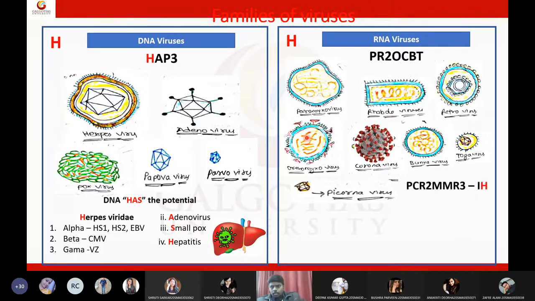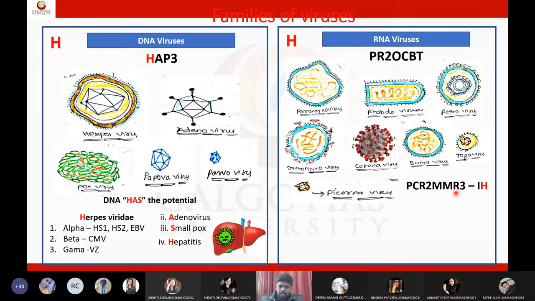So the mnemonic to remember the individual viruses of RNA is PCR square MMR cube. You already know, for any viral test, we use PCR for amplification of viral DNA or RNA. So easy. So PCR and MMR cube. What is this MMR? MMR is a very famous, very commonly used vaccine. Okay, so PCR square MMR cube.